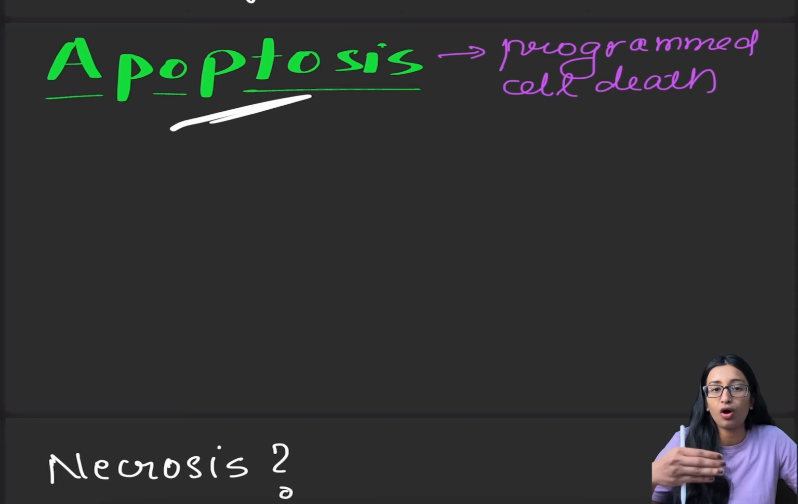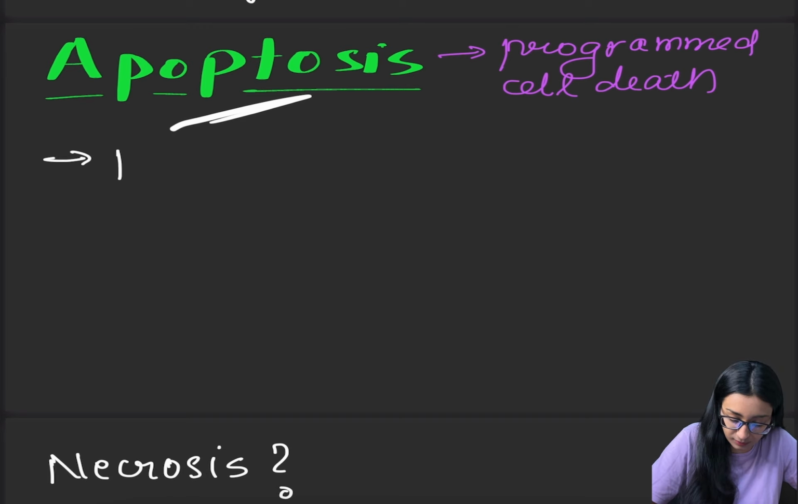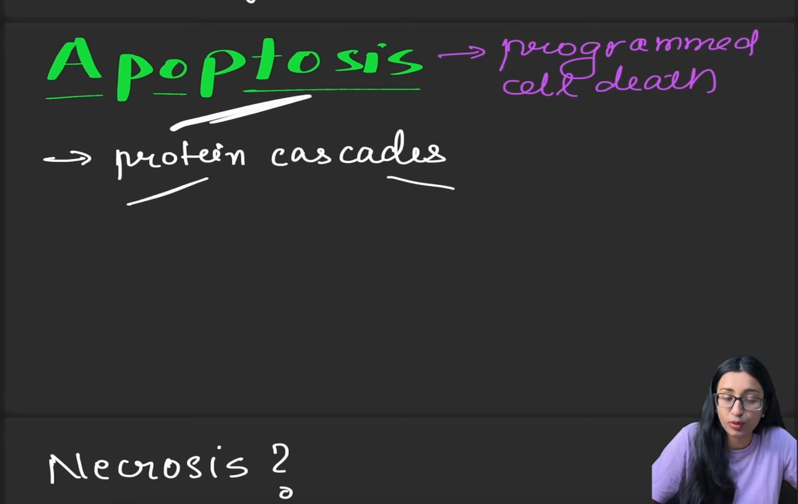Now they will disassemble all the cytoskeleton over there. Then there will be alteration of the cell surface. After this, a phagocytotic cell like a macrophage will come and attach to the cell membrane, and will lead to the digestion of the cell. So apoptosis is programmed cell death which happens by protein cascades. These protein cascades are caspases, which are present in inactive form, that is, procaspases.